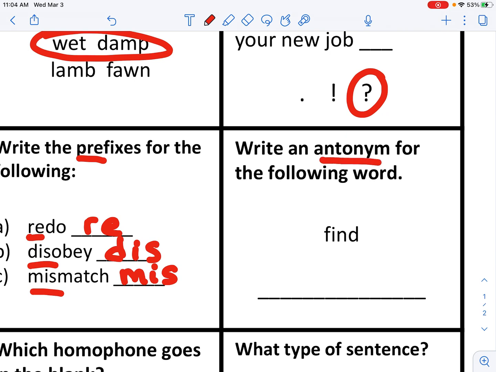Write an antonym for the following word. Antonym means the opposite. So the opposite of find is lose.